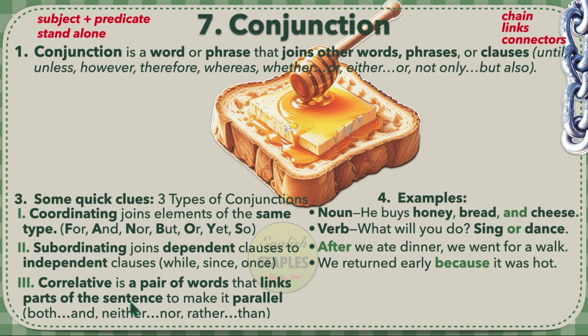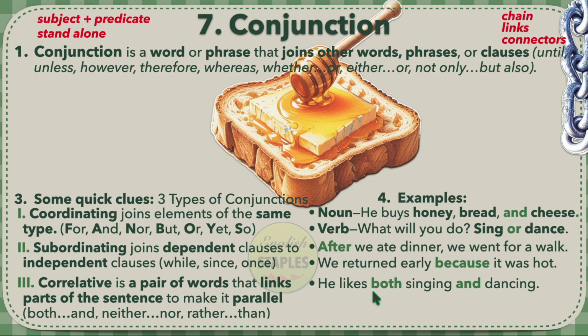A correlative conjunction is a pair of words that links parts of the sentence to make it parallel. And examples, here's a pair of words: both, and. We have an ellipsis here, which means some words go between there. Neither, nor, rather, than. Let's see how we can use these correlative conjunctions in sentences. He likes both singing and dancing. So we're using both and.